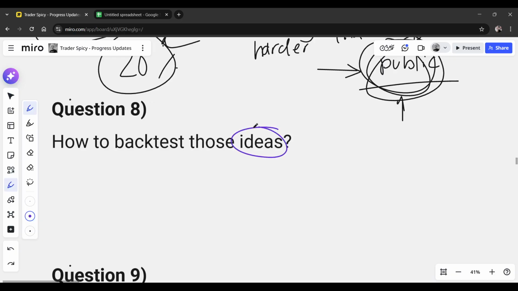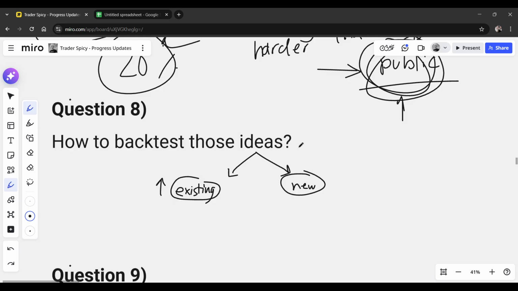Okay, so when we're talking about ideas, these ideas can be batched into two different categories. Either we're testing whether an idea can improve our existing trading strategy, or we're testing if this idea by itself can work as a completely new trading strategy. An example of an idea to improve an existing system would be: if I was to only take trades when the average volume is above a certain number, how would that impact my performance?